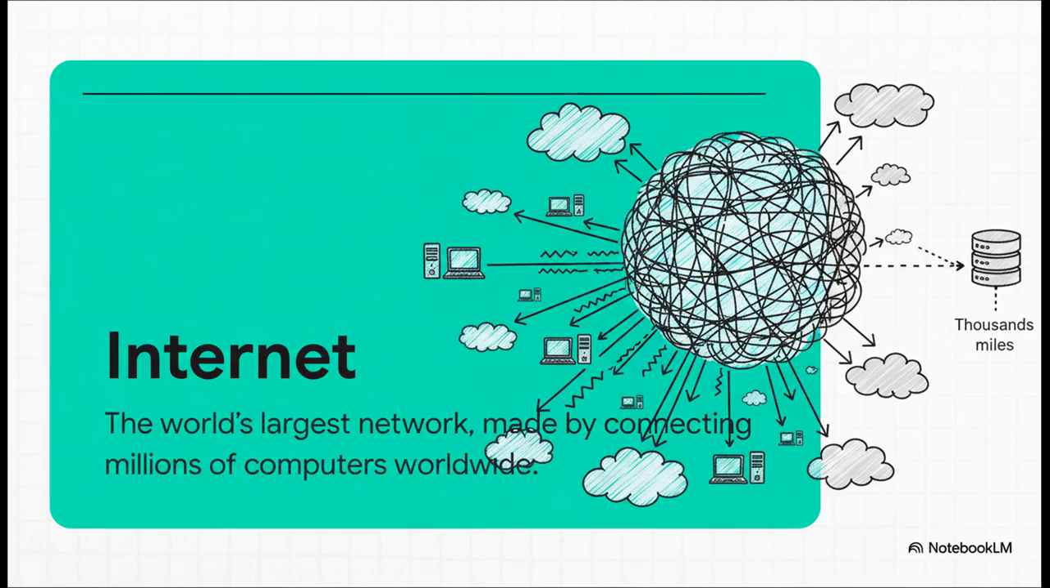And from that main street, your request merges onto the internet itself. And the internet isn't one single thing. It's what we call a network of networks. It's this massive global mesh of fiber optic cables buried under oceans, data centers the size of small cities, and even satellites orbiting the Earth, all working together to move data at pretty much the speed of light.